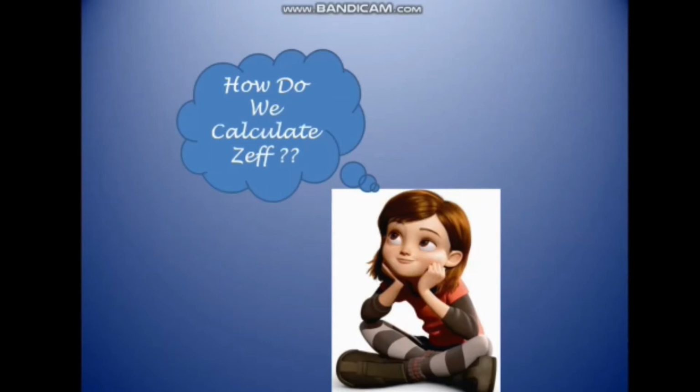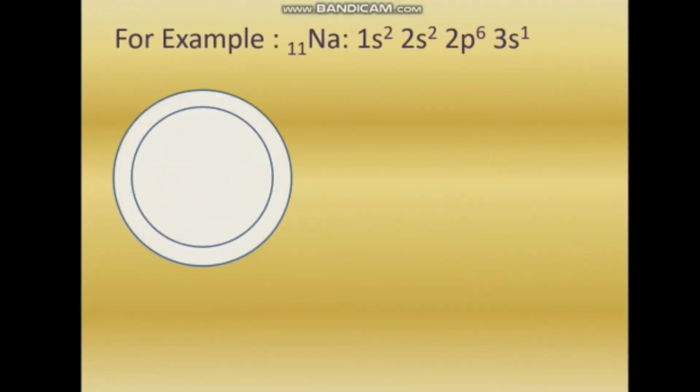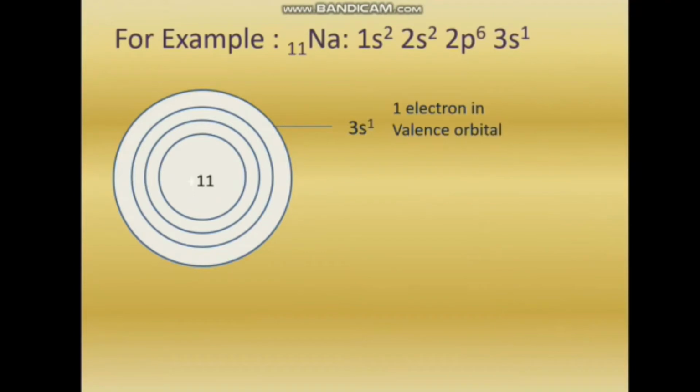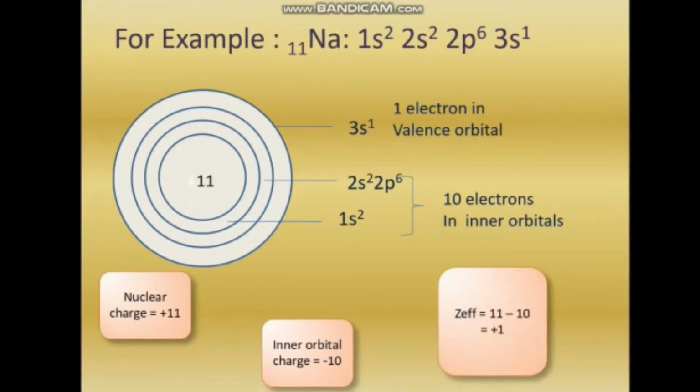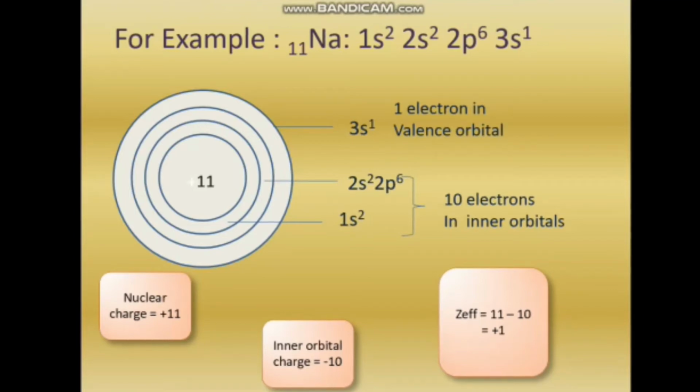How do we calculate ZEF? Here is an example of sodium atom. As we know, sodium has 1 valence electron and 10 electrons in the inner orbital. The nuclear charge of sodium is positive 11, and the inner orbital charge is negative 10 because it contains 10 electrons, and effectively neutralizes 10 of the positive charges of the nucleus. Net positive charge felt by the valence electrons is ZEF equals 11 minus 10. Therefore, ZEF equals positive 1.